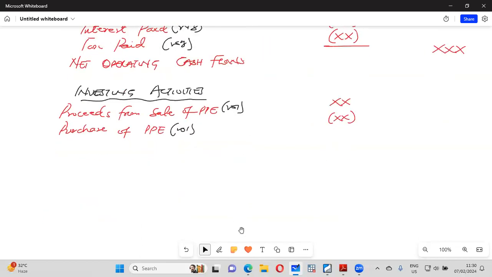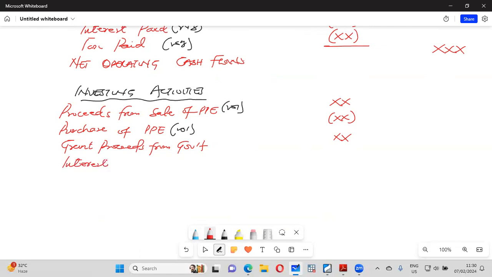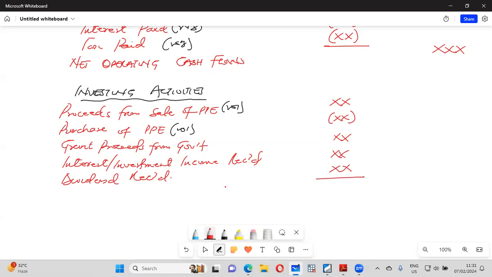Now, what else can we bring in? Yes, the grant that we talked about. The government grant proceeds is cash that you receive, and so that one too will come here. If there is any investment you've done somewhere, the interest, remember I told you the investment income that you receive, is an inflow here. If there is any other income in the form of dividend you received, that one too is an addition here. So you total all these things, and you get the net investing cash flow.